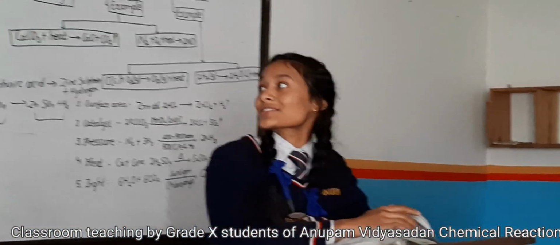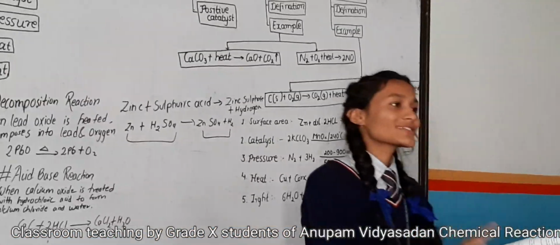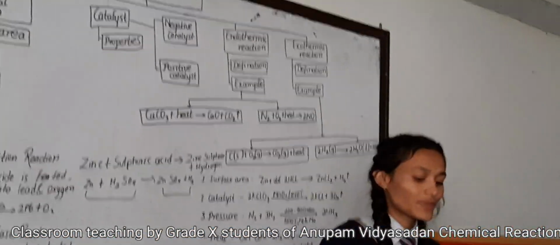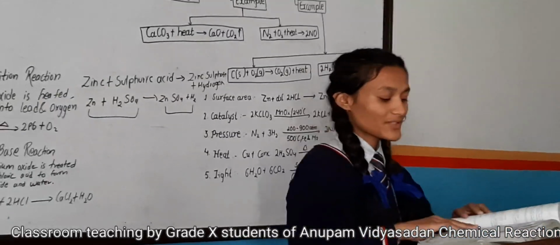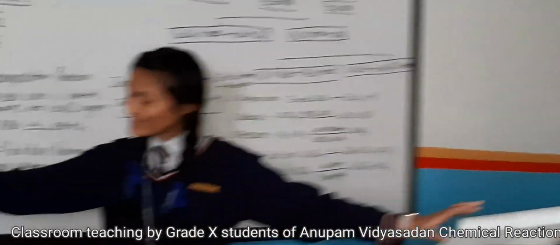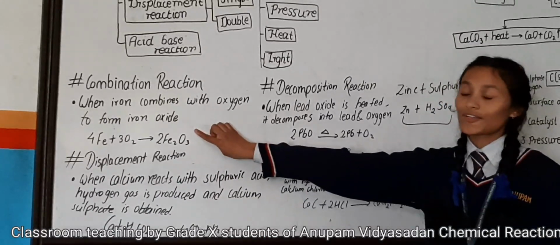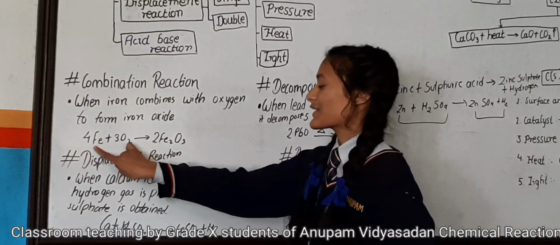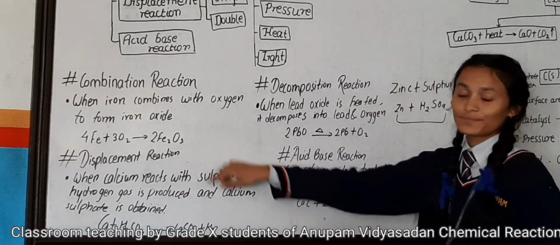And I'm going to explain about combination reaction. Combination reaction, when a single compound is formed by the direct combination of two or more reactants, is called combination reaction. For example, when iron combines with oxygen to form iron oxide, 4Fe plus 3O2 gives 2Fe2O3.